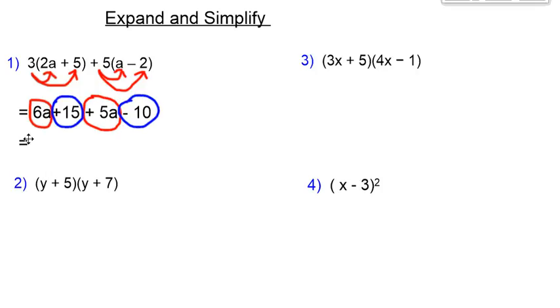All right. So if we collect the a's, 6a plus 5a will give you 11a. And then 15, which is plus 15, take away 10. And that'll give you plus 5. So we have expanded the brackets and simplified it. So this is 1 mark in the exam. And this second line will give you the second mark. It is usually 2 marks in the exam, like I said earlier.